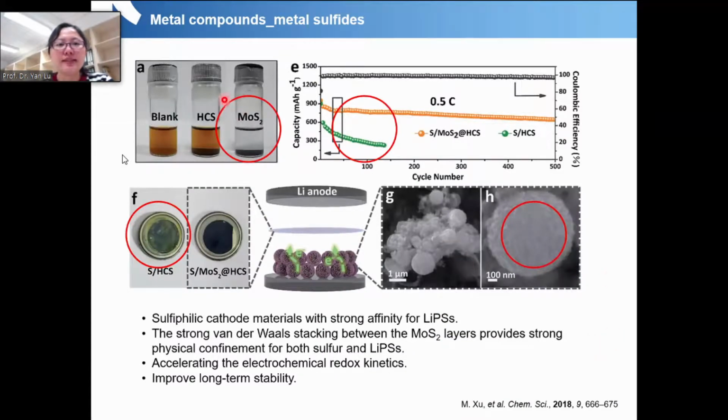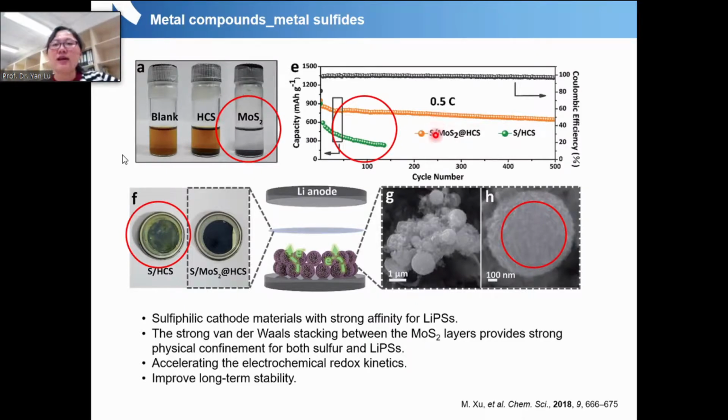Then they first test the absorption with lithium sulfide. You see, this is a pure polysulfide solution. It's a dark yellow color. Then they mix it with a carbon sphere, and this one is with the molybdenum disulfide. And you can see the strong effect. If you have this molybdenum disulfide in the system, then it can absorb these polysulfides immediately and lead to such a clear solution. And of course, you can also see this from the electrochemical performance.